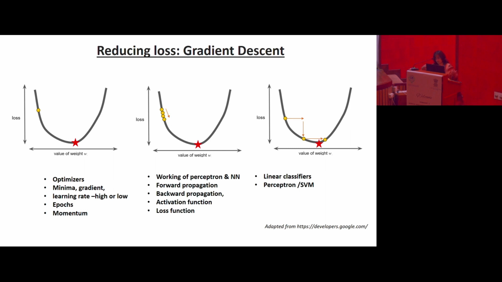So it acts like a guide that tells our machine how to reach the local minima, as a result of which, if we have the lowest loss function, we will have the maximum performance of our model. So till now we got familiar with optimizers, minima, gradient, learning rate, epochs, momentum, working of perceptron, neural network, forward propagation, backward propagation, activation function, loss function, linear classifiers, and perceptrons in a very simple manner.